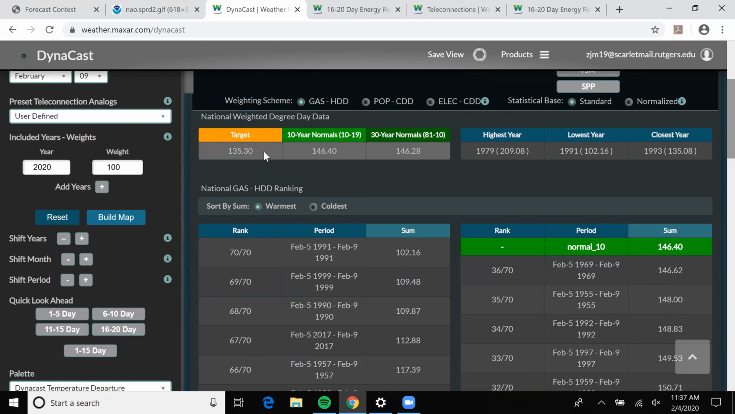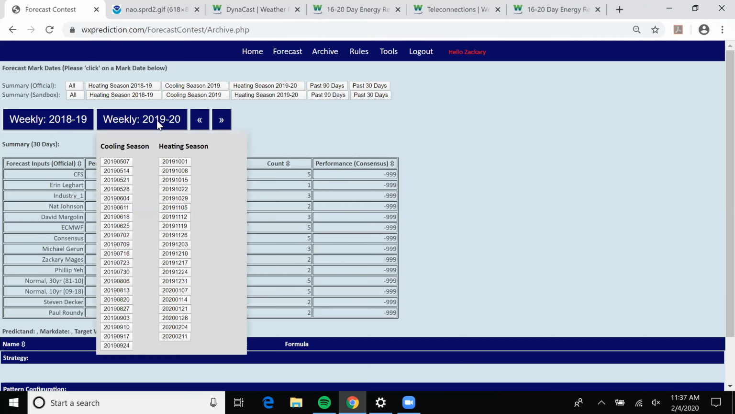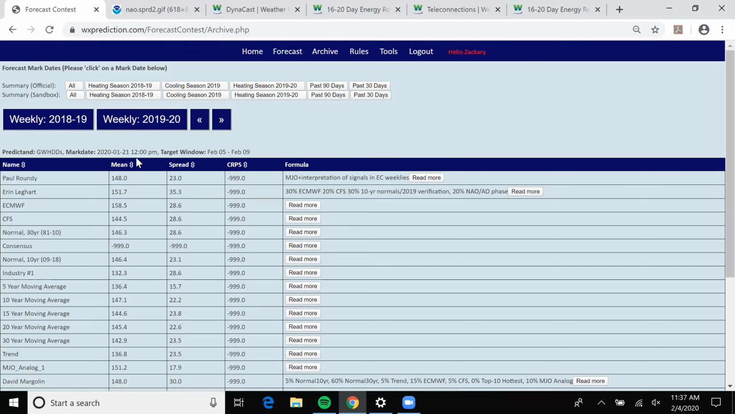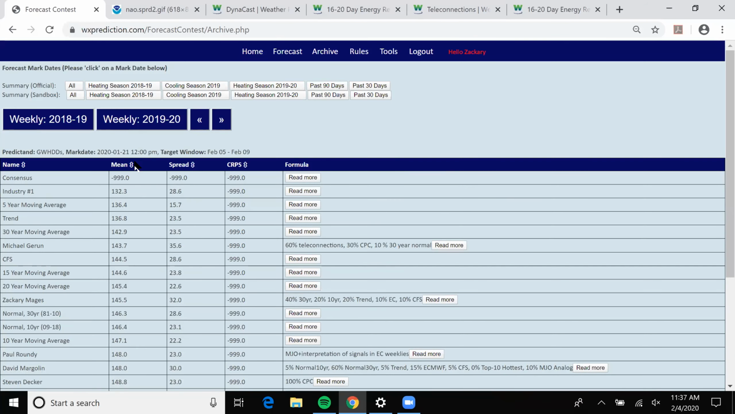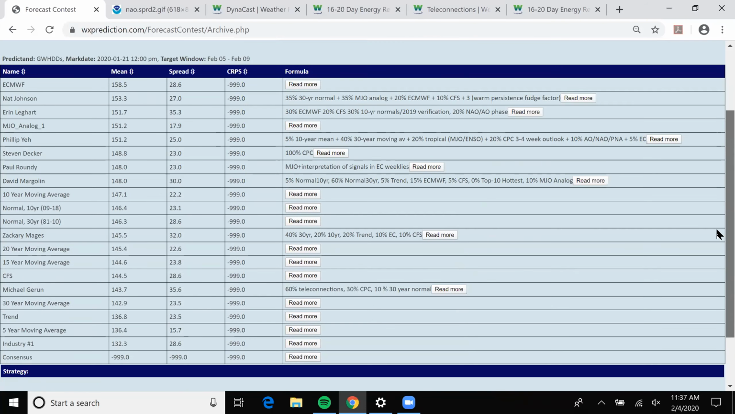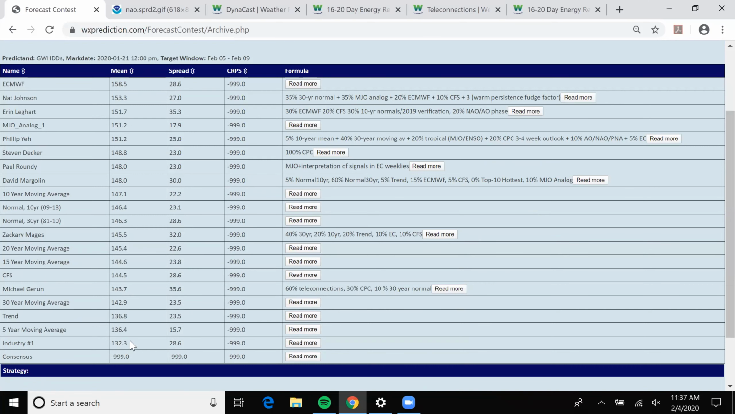Looking at our forecast table for Feb 5th to Feb 9th, the highest forecast was the EC at 158. I just sorted it. The lowest forecast was Maxar, industry number one, 132. So I think Maxar is going to do pretty well with this forecast. It's not going to come in nearly as badly, but it's certainly going to come in on the warmer side of things, right?